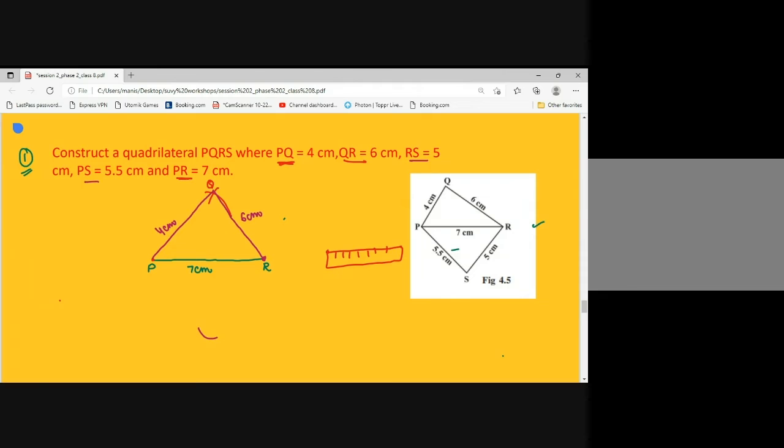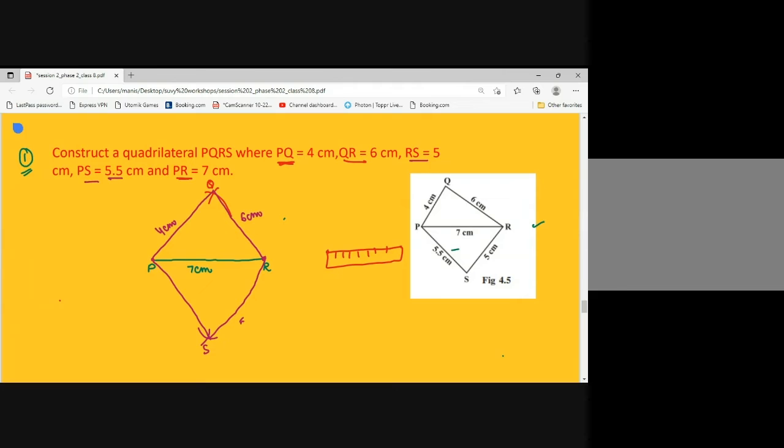Ma'am, done. Then again measure an arc of 5.5. Place at P and cut this arc. Okay, ma'am. Then this point be as S. So this will be your quadrilateral PQRS.